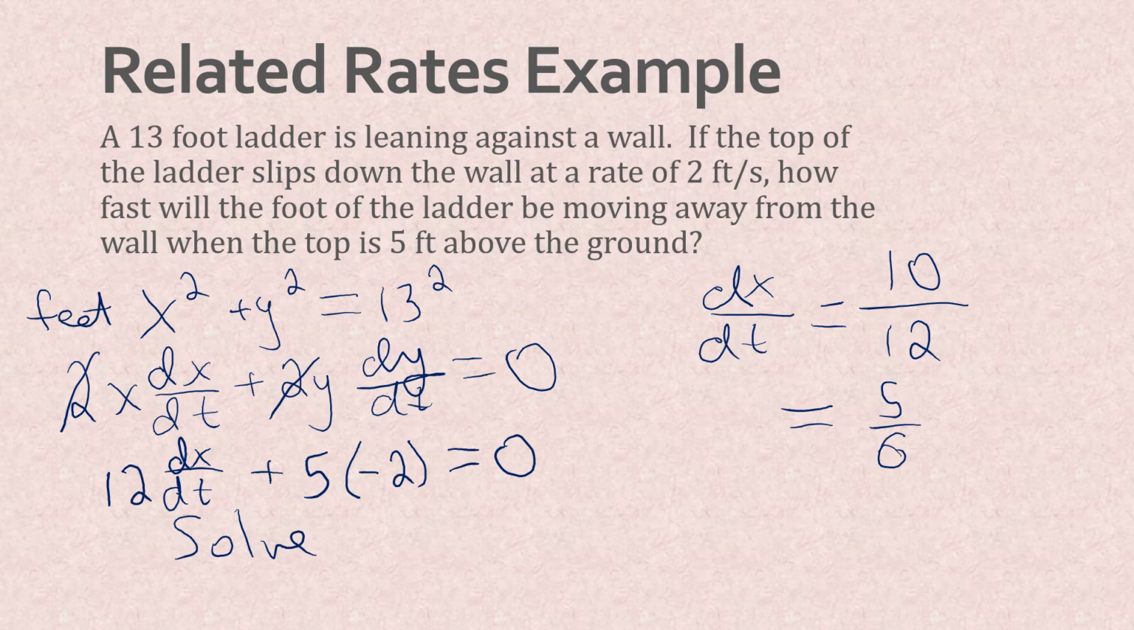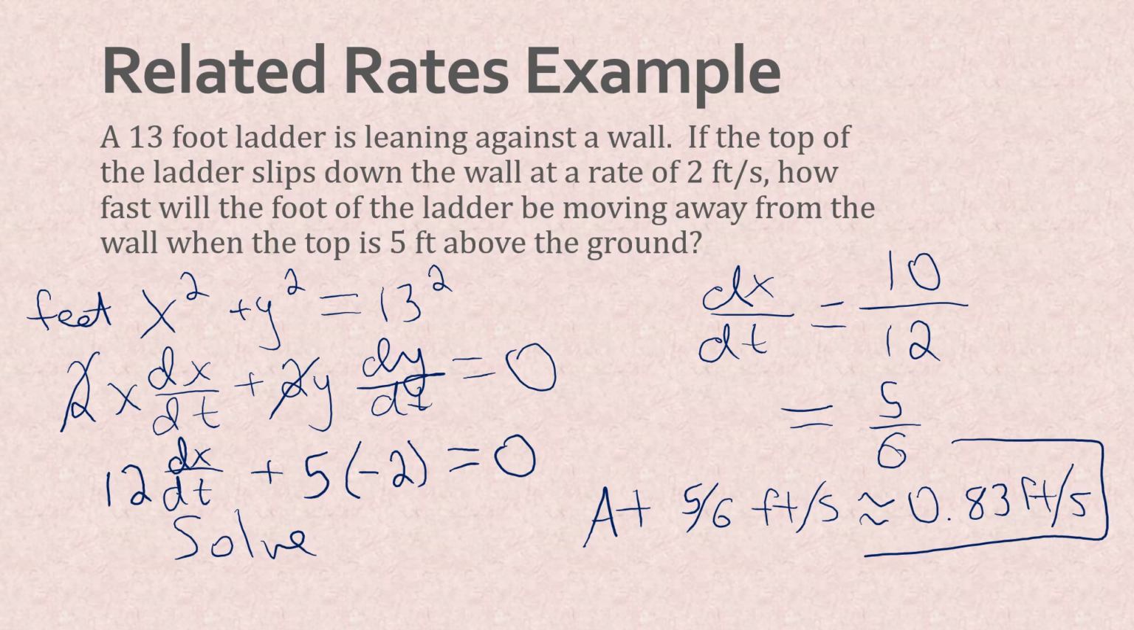So to answer the question, how fast will the foot of the ladder be moving away? It will be moving away at a rate of 5/6 feet per second, which, if you use your calculator, is about 0.83 feet per second. And that's your basic related rates problem.